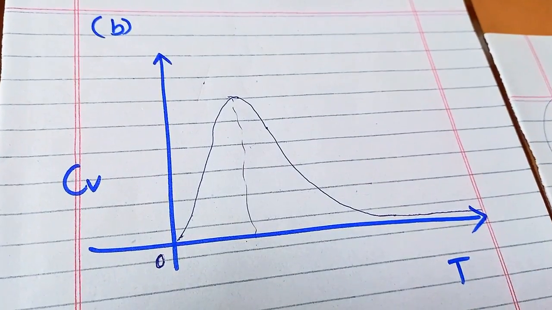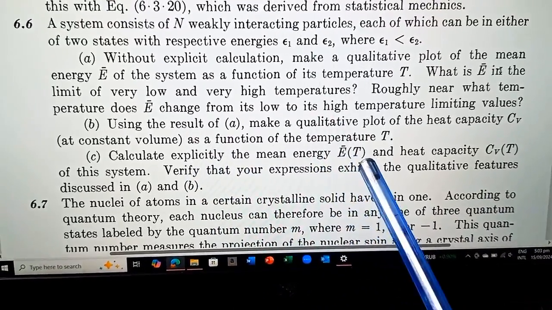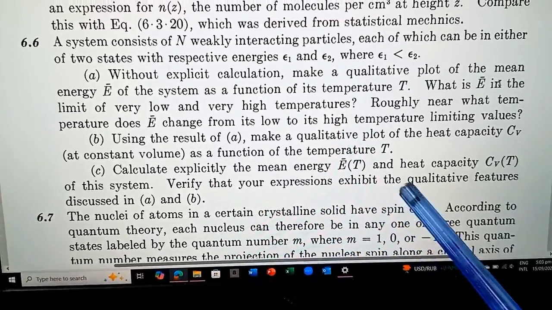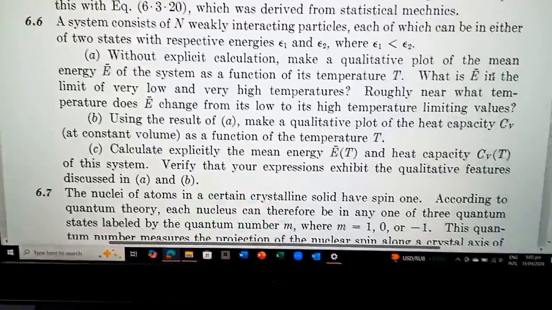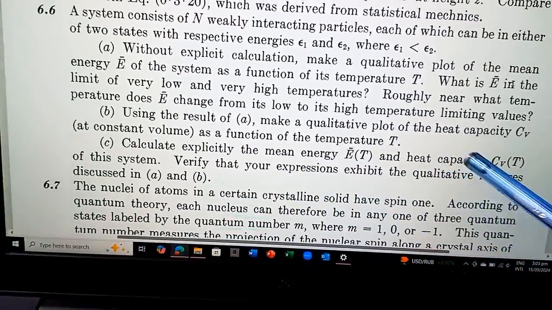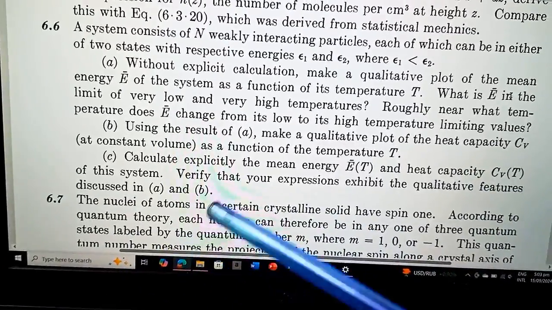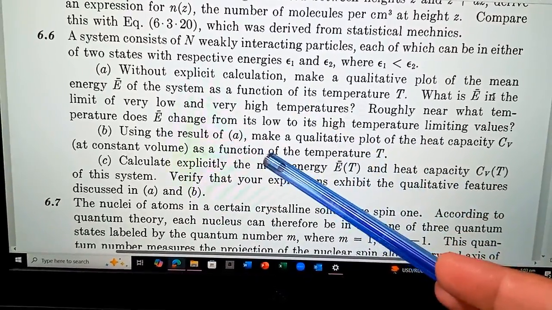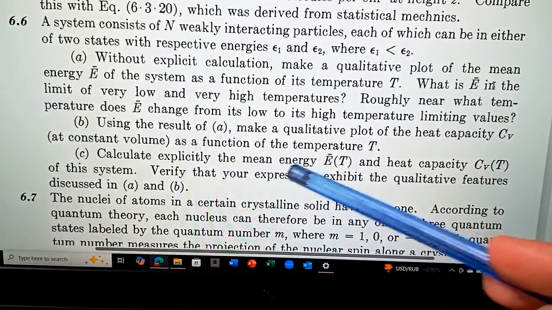Now let's do part C. Calculate explicitly the mean energy E bar of T and the heat capacity of this system. Verify that your expressions exhibit the qualitative features discussed in part A and part B. We have to calculate the expression for the mean energy and heat capacity of the system in general, and then verify that what we answered in parts A and B is in agreement with our mathematical formula.